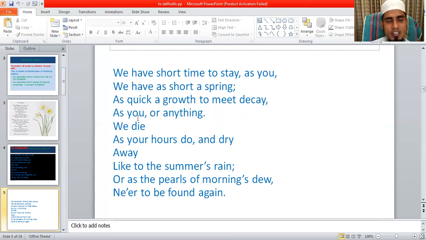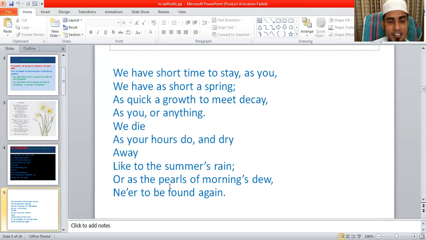That you means the daffodil flower or anything, every creature in this world, and also human beings, we must die, we die, as years hours do, and dry away, like to the summer's rain. Here he gives some simile examples. He uses the word like to the summer's rain. You know, summer's rain has a very short duration. And he also gives some other examples.